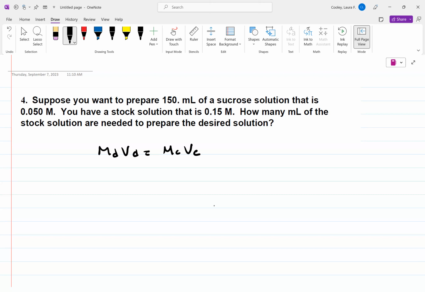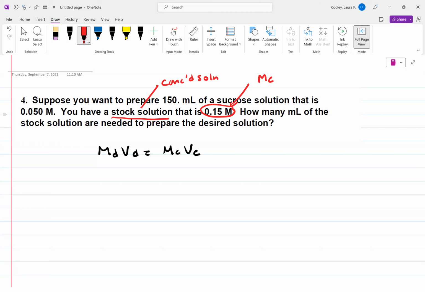I'm telling you, this kind of problem is very tricky. You have to look at it and first of all ask, what is a stock solution? Is that going to be the dilute solution or the concentrated solution? This is the one you take off the shelf that you have in stock, so this is the concentrated solution. That means that this is MC.